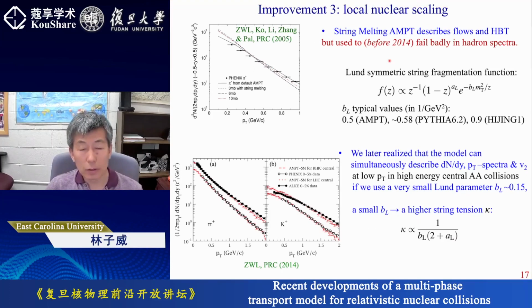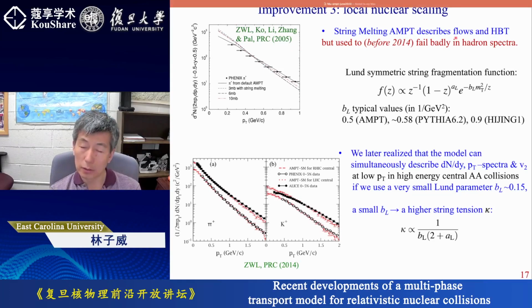So we have seen that if you look at the original AMPT long paper here, you can see that mostly it shows that the string melting AMPT model can describe the anisotropic flows and HBT well. However, it fails badly in describing the hadron spectrum, especially the PT spectrum.